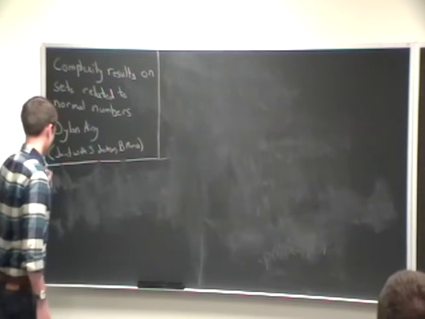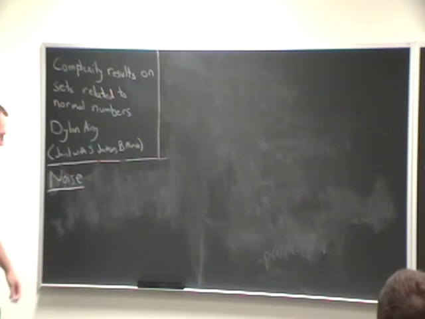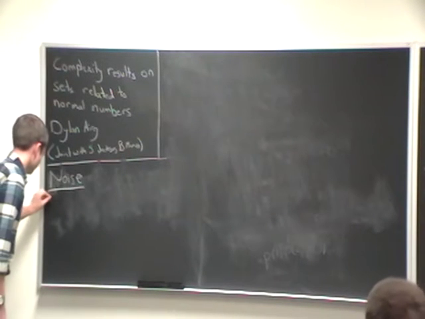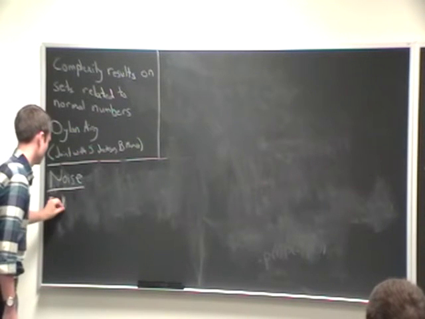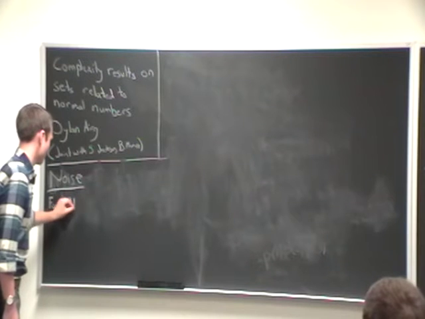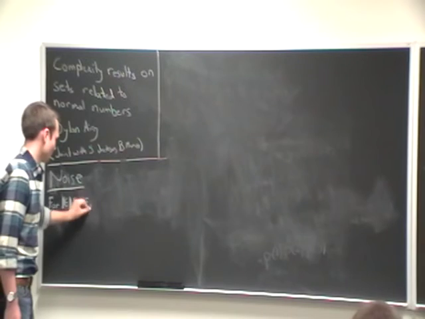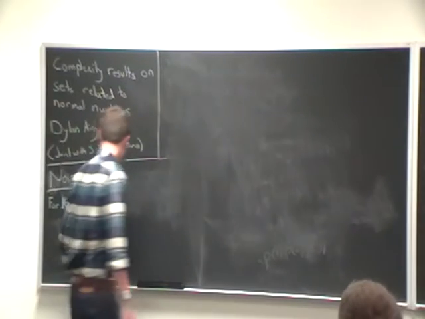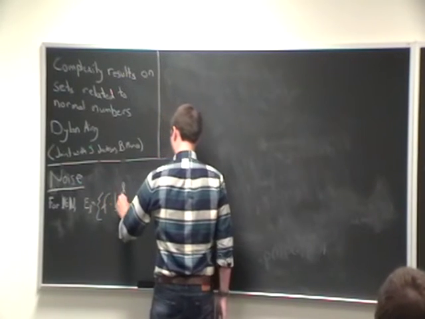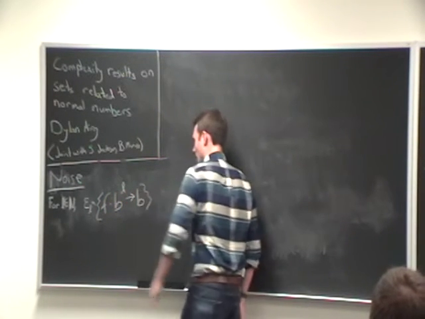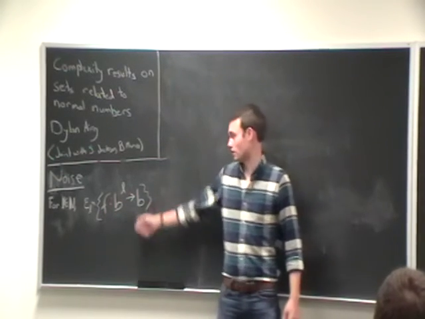Okay, so let's define the noise. The way we do this is, for a natural number L, let's define the following set of functions. E sub L is the set of functions f from B to the L to B. In other words, it's the set of all functions which take in a block of length L in base B and return a digit in base B.